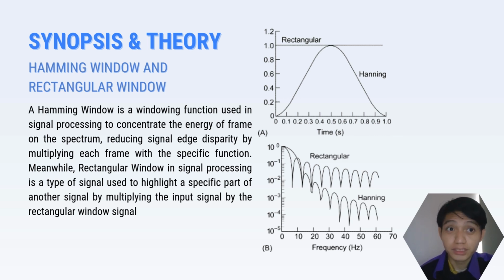Next is the synopsis and theory. A Hamming window is a windowing function used in signal processing to concentrate the energy of frame on the spectrum, reducing signal edge disparity by multiplying each frame with a specific function. Meanwhile, rectangular window in signal processing is a type of signal used to highlight a specific part of another signal by multiplying the input signal by the rectangular window signal.